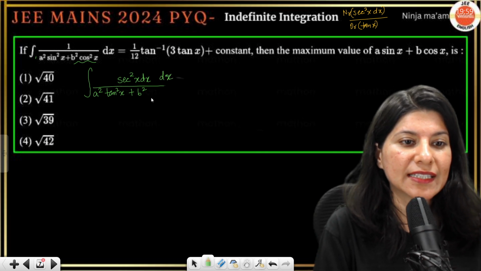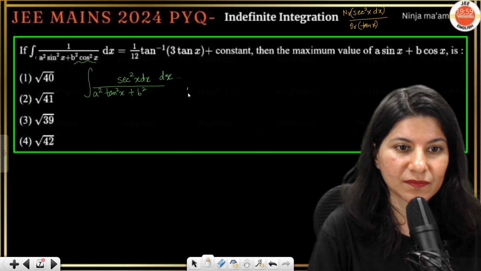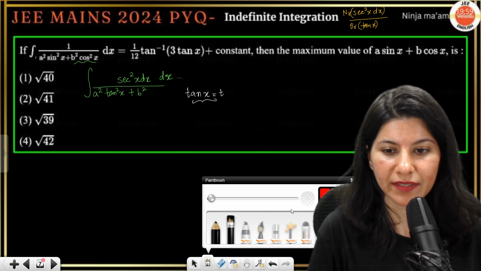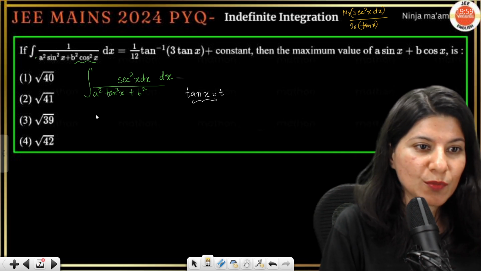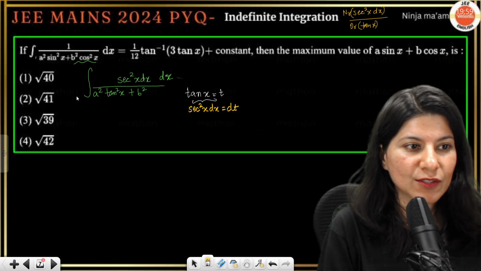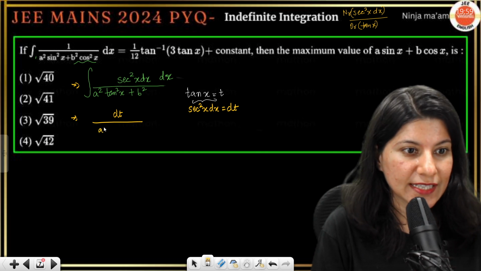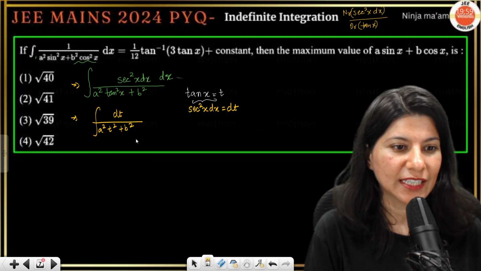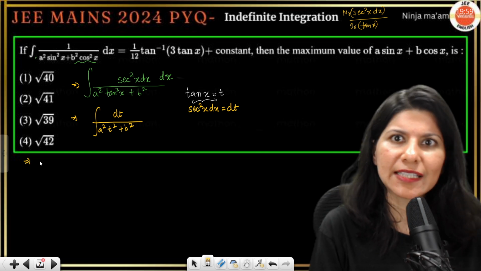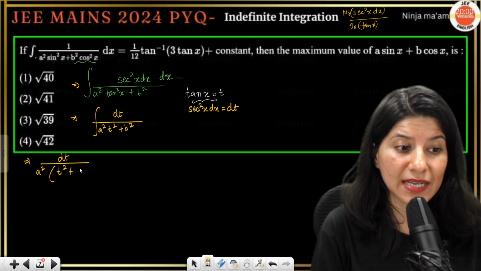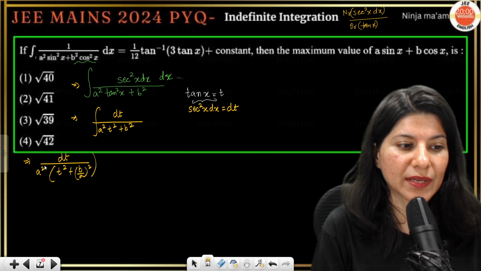Now you have to put tan x equals t. The moment you put tan x equals t, sec square x dx will become dt. So your integral now will become dt upon a square t square plus b square. Now why don't we take a square common? So dt upon, if I take a square common, it is t square plus b by a whole square. Integral is there.